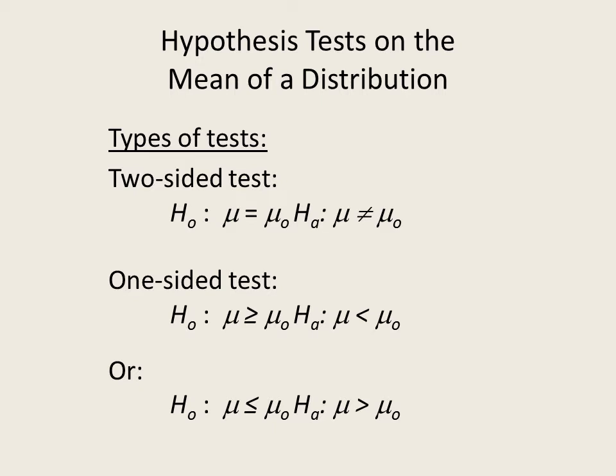So notice that in each one of these, when you look at the case of equality, that equality always exists in the null hypothesis. So you could never have an alternative hypothesis that says less than or equal to or greater than or equal to. The alternative hypothesis never includes the possibility of equality.